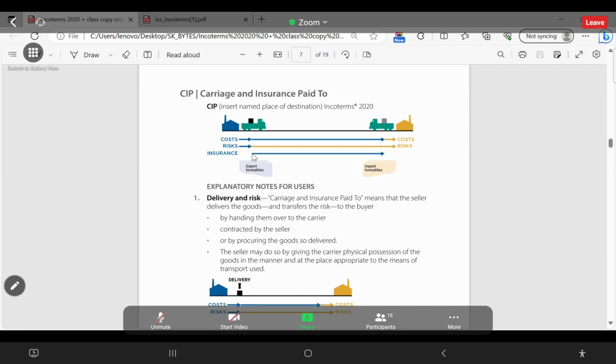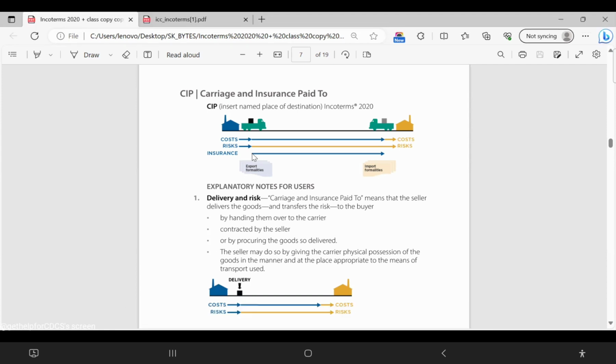Now, there is something else. Maybe you can explore what type of insurance. Maybe some of you are aware: ICC clauses A, B, C, whether it is minimum insurance, what maximum percent of insurance, what to be covered, what not to be covered. That we will discuss later.